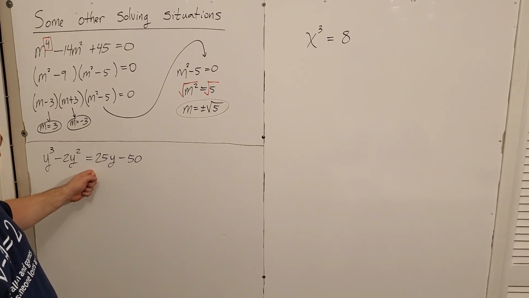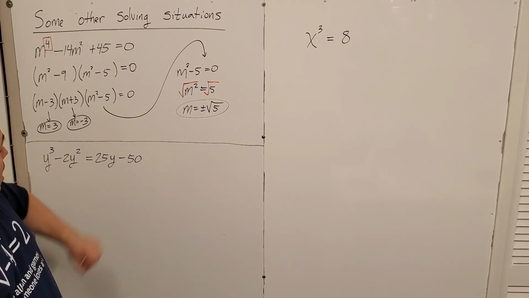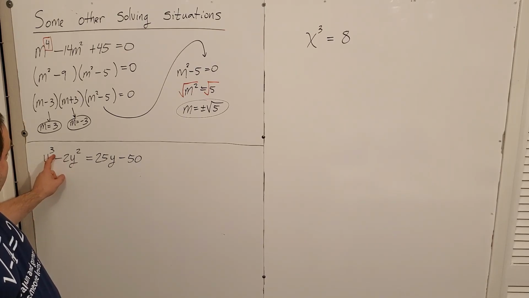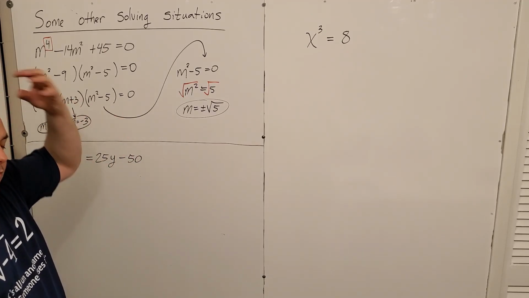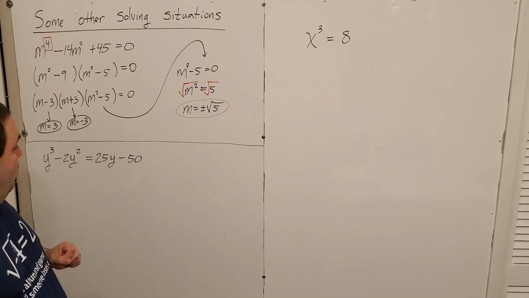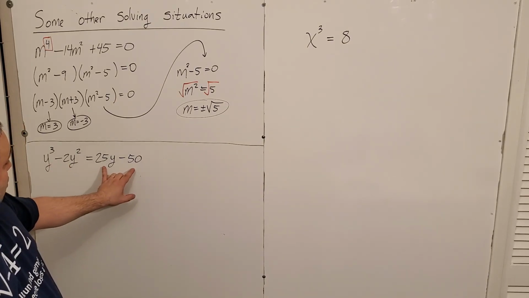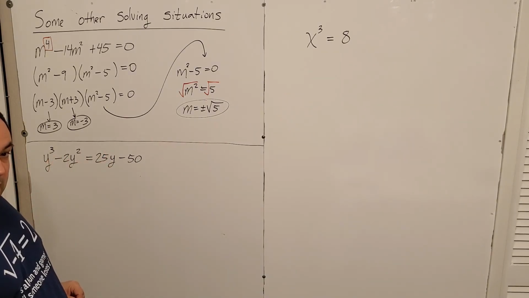Next one, y cubed minus 2y squared equals 25y minus 50. Again, we're going to approach this by factoring. And the big red flag that I'm noticing is the fact that it is a polynomial, the highest is a cube, and it has 4 terms. When I'm thinking 4 terms in factoring, I'm thinking it could probably be grouped. And you can always double check: 1 and 2, 1 is half of 2, 25 is half of 50. It seems to line up with the signs and everything.